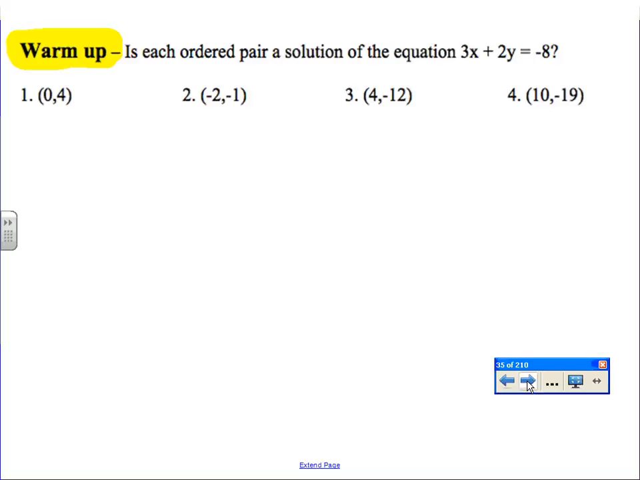Okay, we're going to start with a warm-up, but we're going to do this together. I want you to change this to linear combination. In algebra next year, I think in chapter 5, you'll learn more about linear combinations, which just means: is this ordered pair a solution of the equation? Is it a linear combination? You're going to say yes or no. So let's do this together.